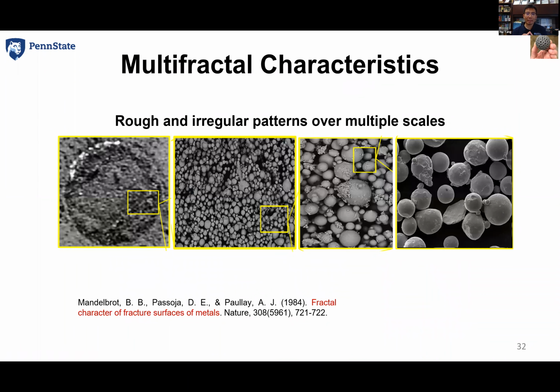So here we look at different things, which is called multifractal characteristics. In the next few slides, I'm going to introduce what a multifractal analysis is. Multifractal focuses on rough and irregular patterns over multiple scales. For example, if you have a powder bed and you zoom in, it shows some kind of patterns and similarities, okay? And how do you quantify those kinds of activities? So this is a complex systems approach, which is well known from Mandelbrot, and the fractal characteristics of fractal surfaces of metals.